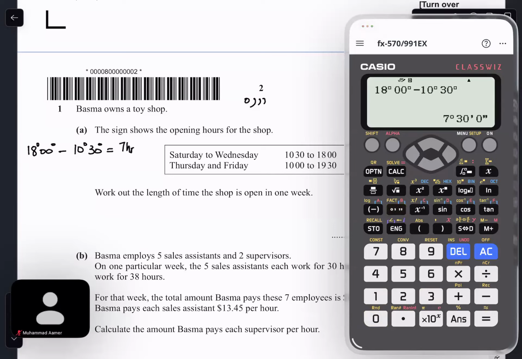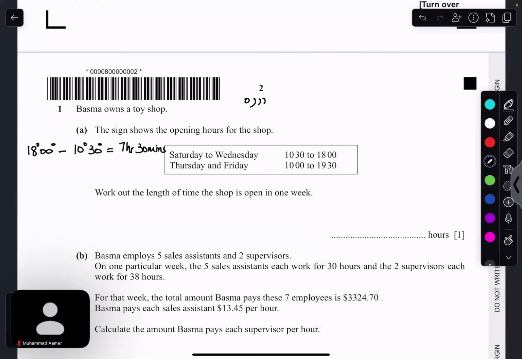So rather than doing it the way you people have been used to in P1, that you work it out because you don't have any access to the calculator, that's why. So we have 7 hours, 30 minutes for this one. That means 7.5 hours. Okay? 7.5 hours.